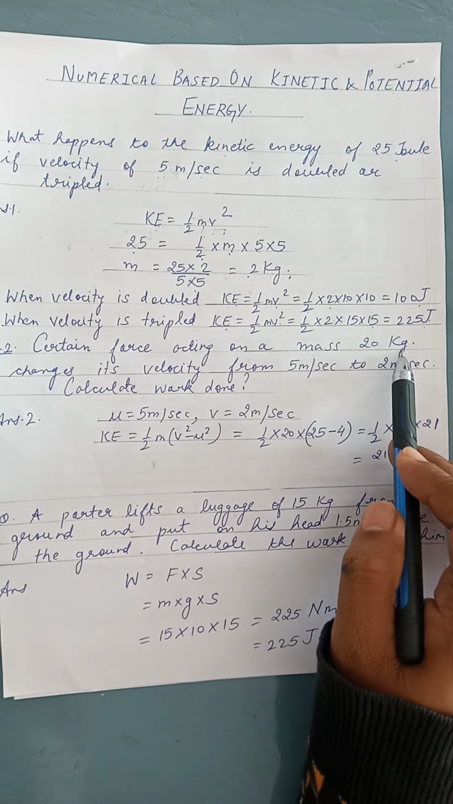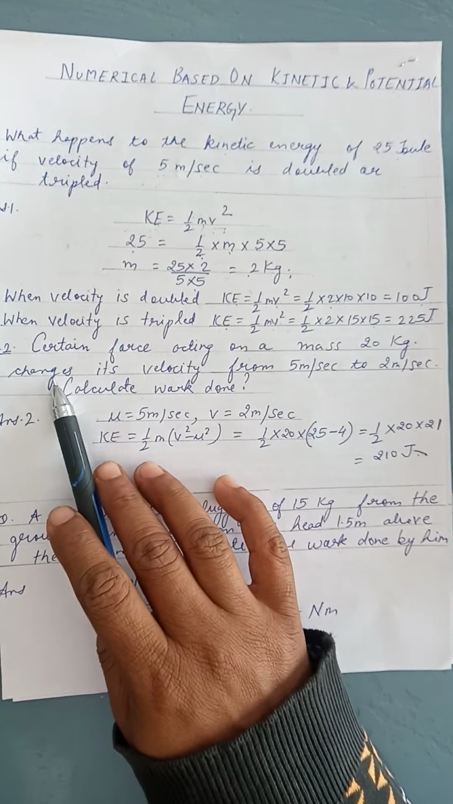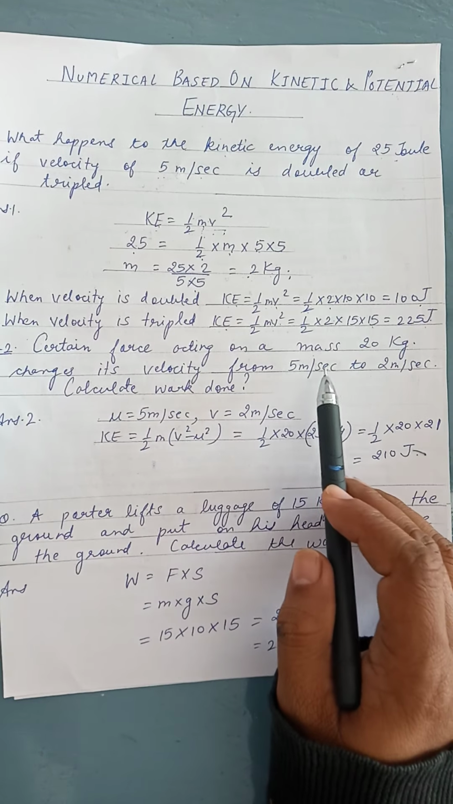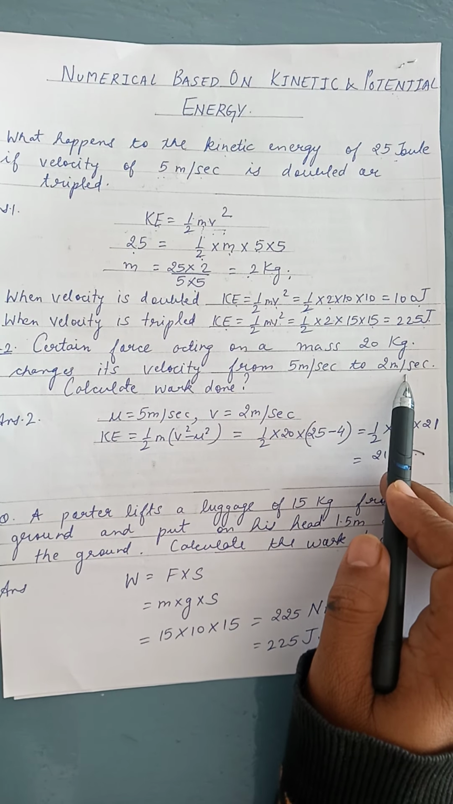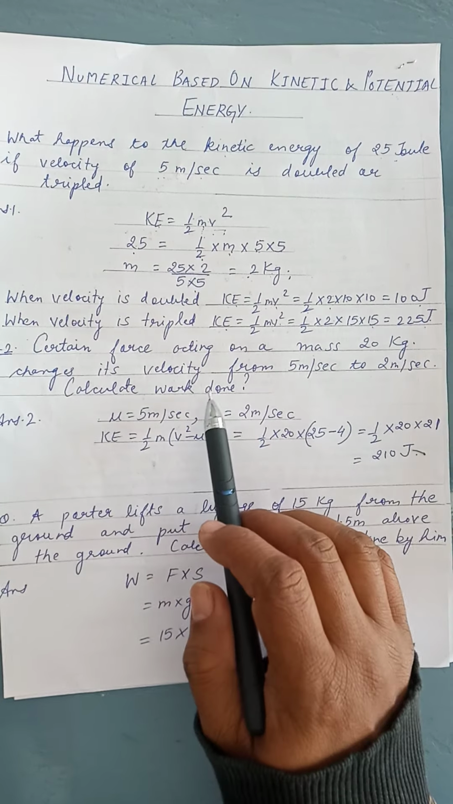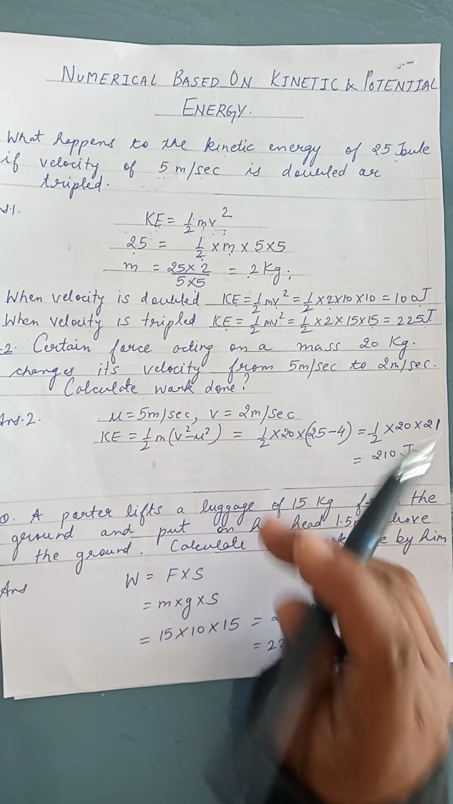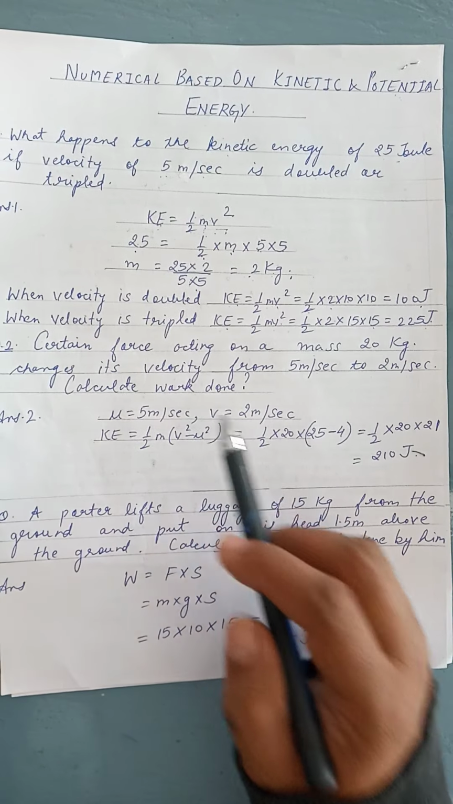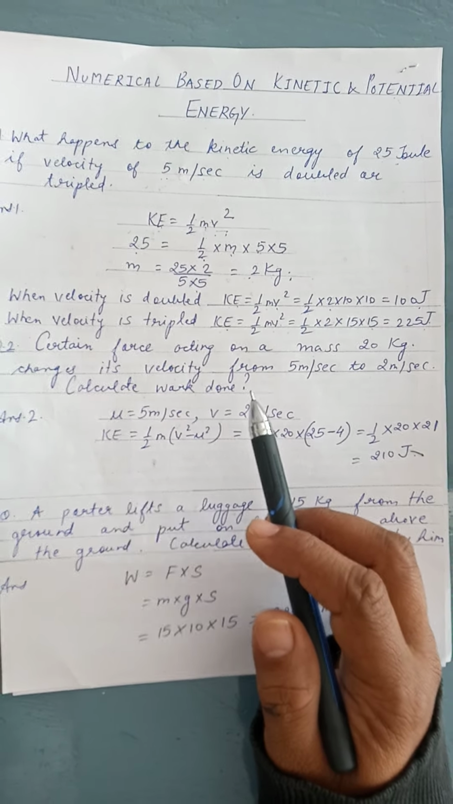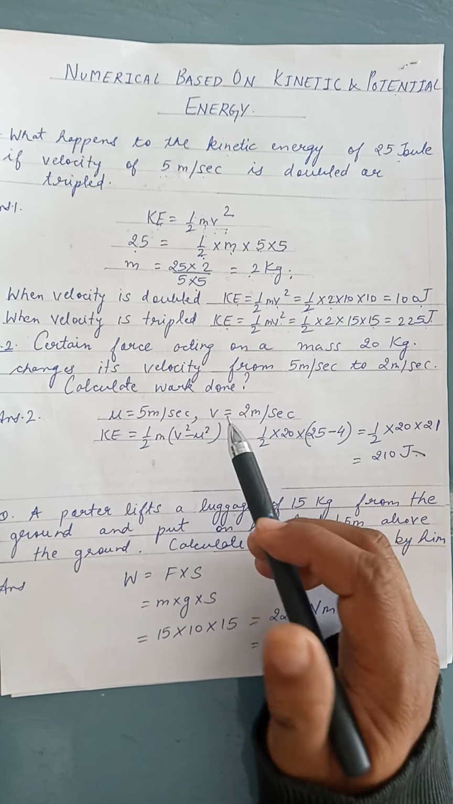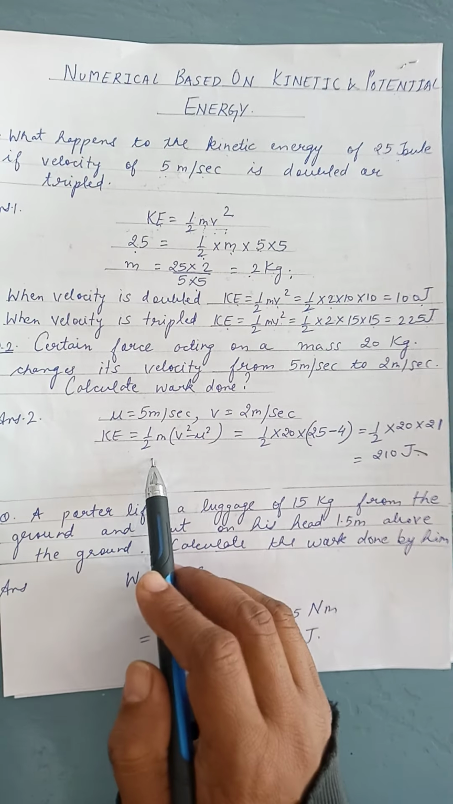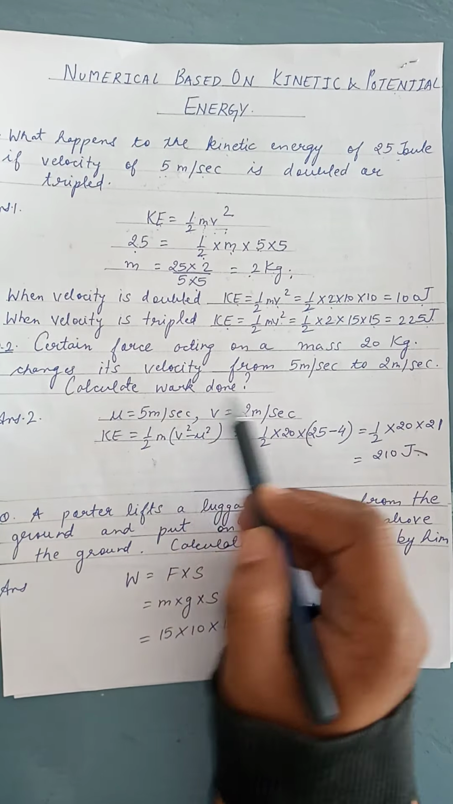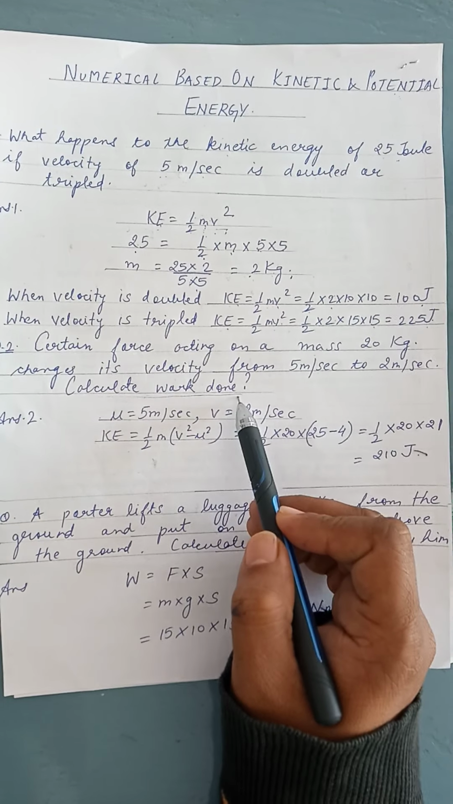Now this time the mass is given as 20 kg, and it changes its velocity from 5 meter per second to 2 meter per second, and you have to calculate the work done. Now students, previously also I have explained, in the numerical it will not be mentioned that you have to calculate kinetic energy or the potential energy. Here it is simply written that you have to calculate work done.